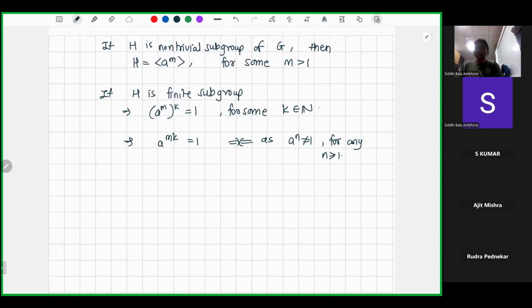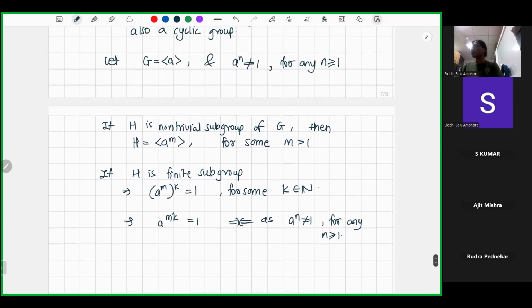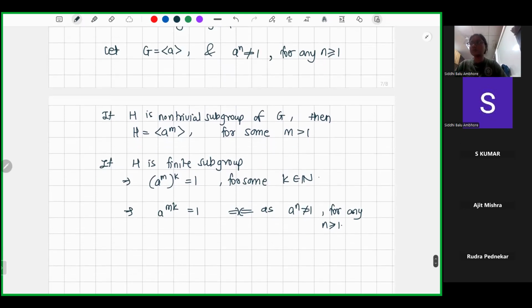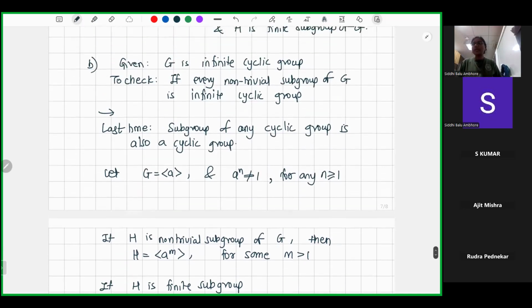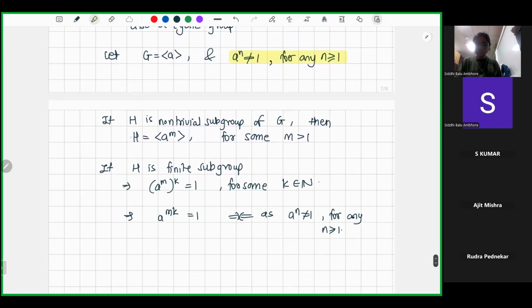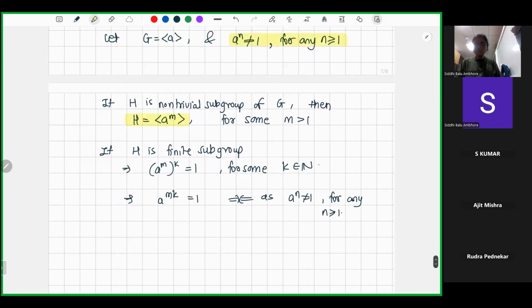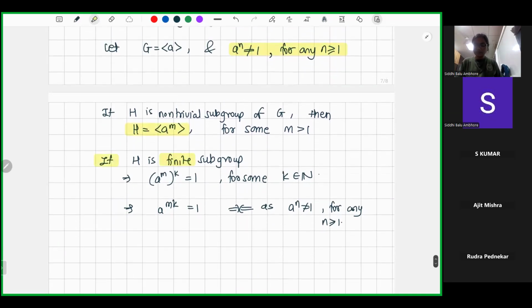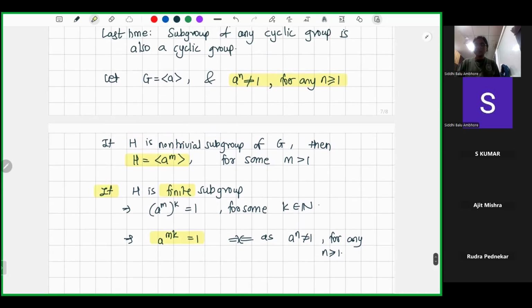I hope this is clear. Any doubt for this one? No, right? Great. So again, we started with a, and since G is infinite, this holds. But the generator of H is of this form. If H is finite, then this a power mk becomes 1, and it contradicts this.